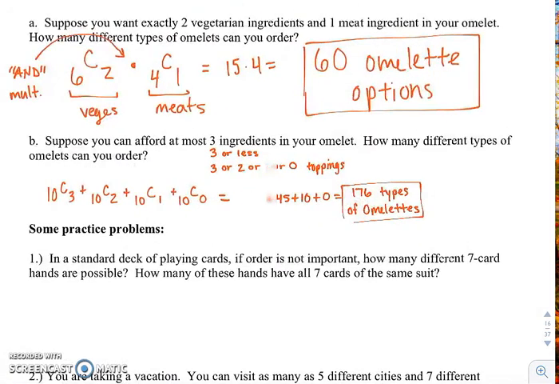So, or is when you're just doing 1 thing, and and is if you're doing more than 1 thing.